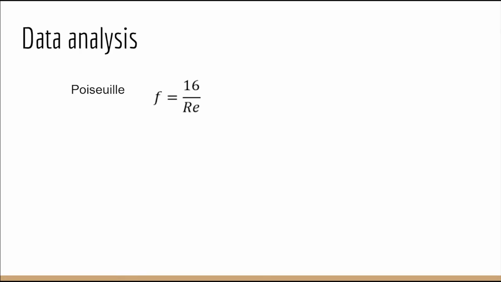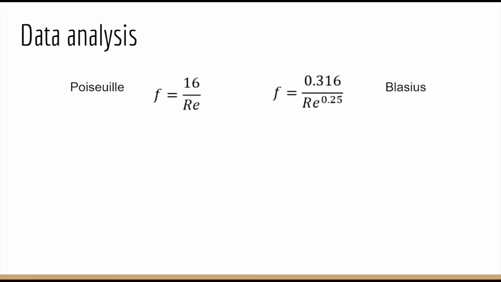We compared our data to several different correlations. For laminar flows in a pipe, the Hagen-Poiseuille equation is used to calculate friction factors, where the friction factor equals 16 divided by the Reynolds number. For turbulent flows in smooth pipes, the Blasius equation is used to calculate friction factors, where the friction factor equals the following equation, Re being the Reynolds number.